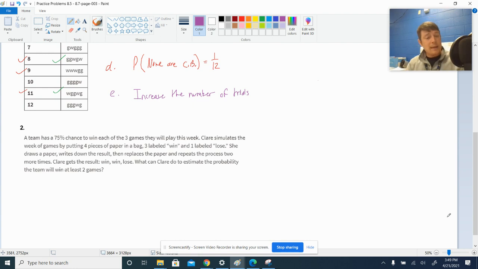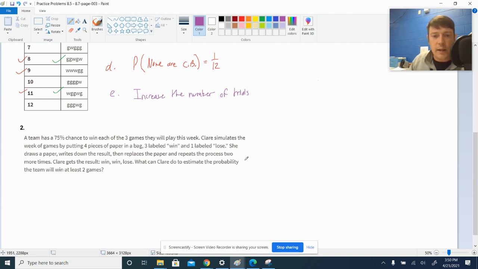A team has a 75% chance to win each of the 3 games they will play this week. Claire simulates this week of games by putting 4 pieces of paper in a bag, 3 of which are labeled win and 1 that is labeled lose. She draws the paper, writes down the result, and then replaces the paper and repeats the process 2 more times. This is a fantastic simulation for 75% chance because 3 out of 4 wins is 75%. For the first time, she gets the result win, win, lose.